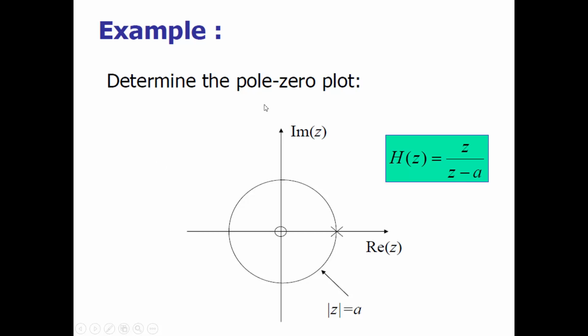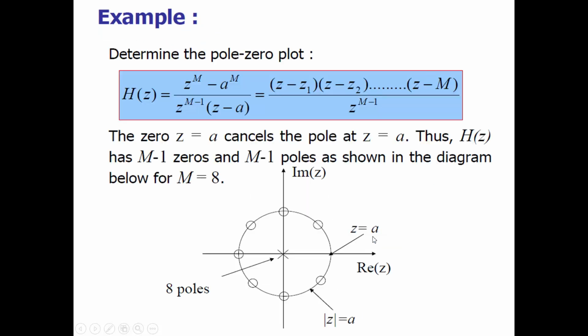Now we have to determine the pole zero plot in this case. Pole zero plots are plotted in the discrete domain, where the x-axis has the real part of z and the y-axis has the imaginary part of z. If you look at this system, H(z) is equal to z divided by z minus a, which means it has one zero and one pole. The zero is at the origin and the pole is at z equal to a. This is the pole and this is the zero. This is the pole zero plot for the system defined by this transfer function.